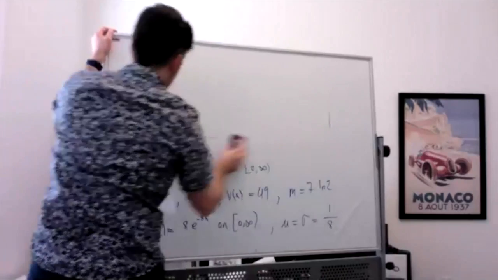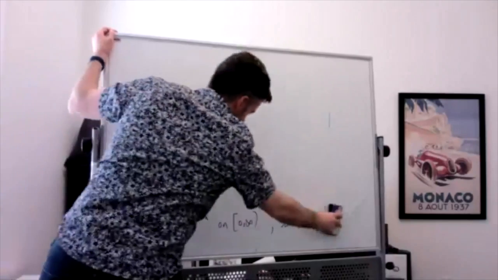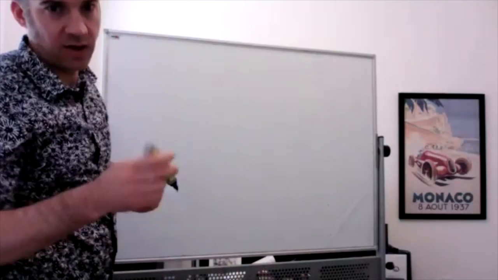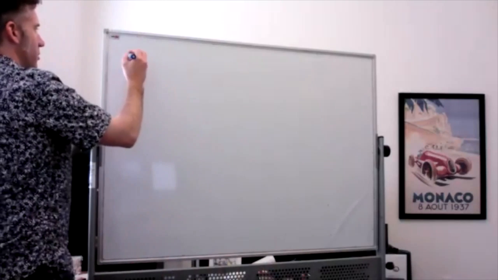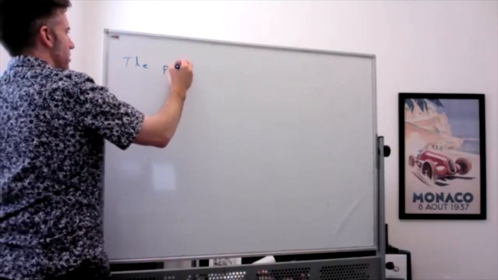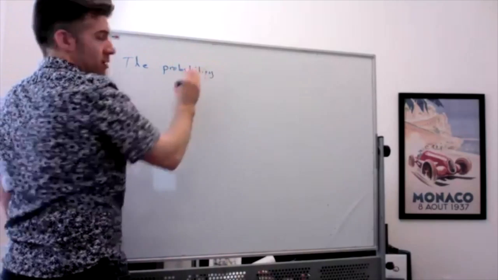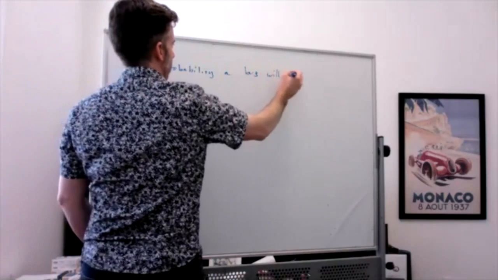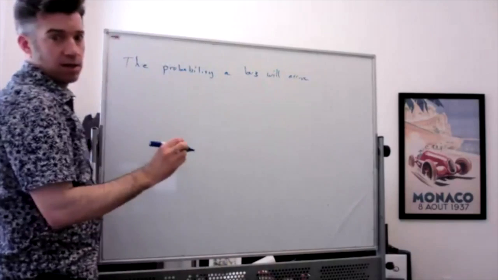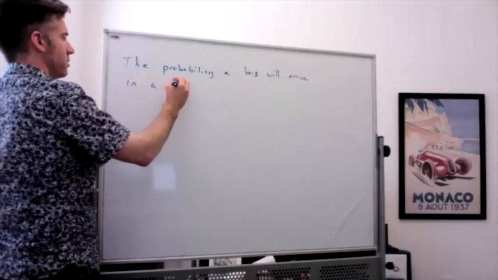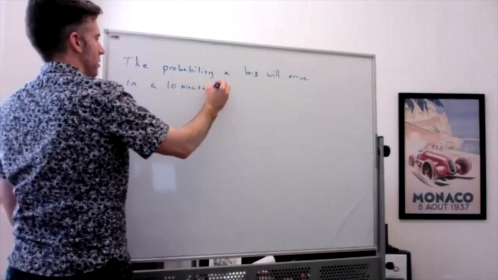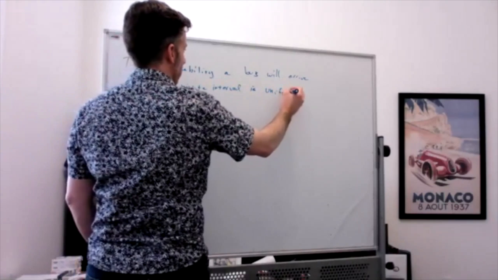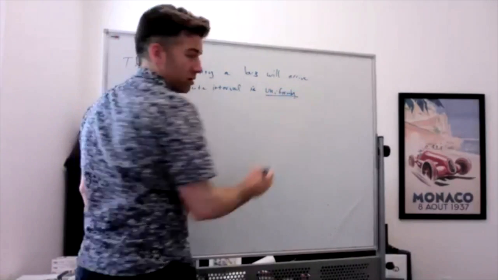Okay, let's talk about the other two. So the next one is super duper not terrible at all. One class had this one and one class had the other one. So the probability that a bus will arrive in a 10-minute interval is uniformly distributed.